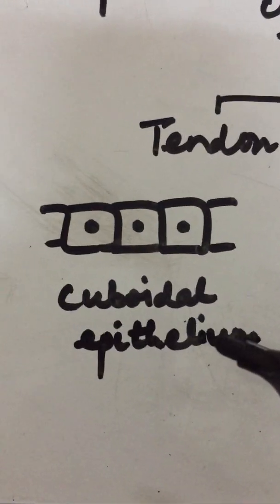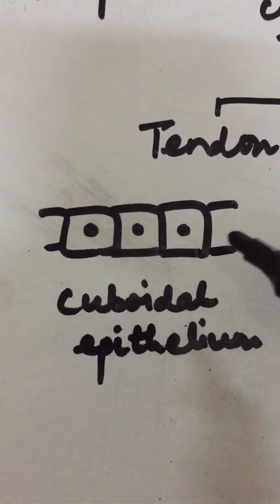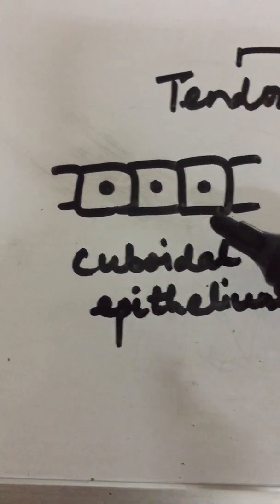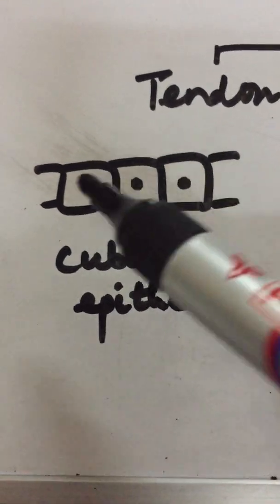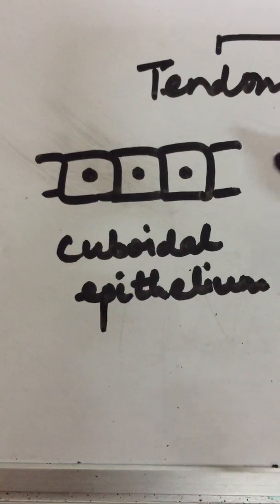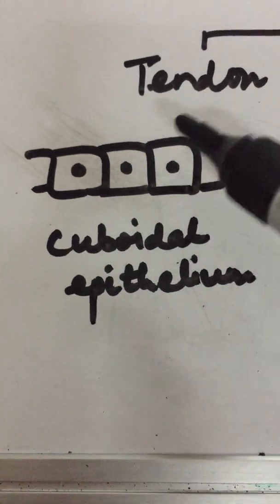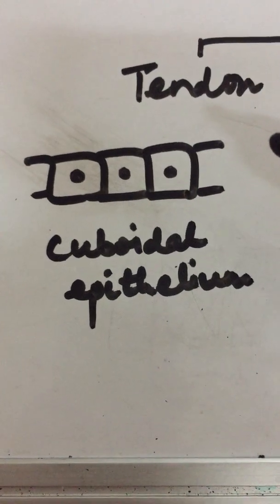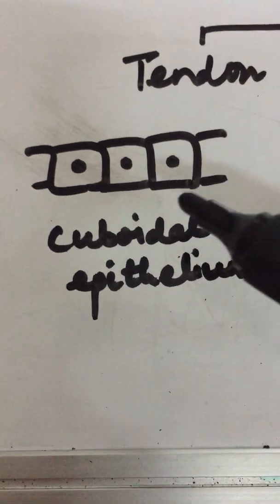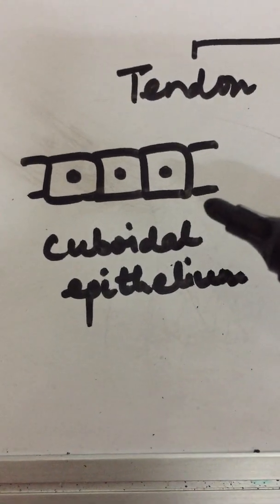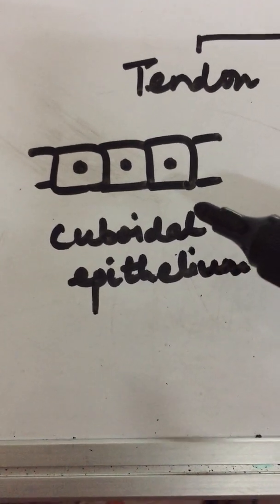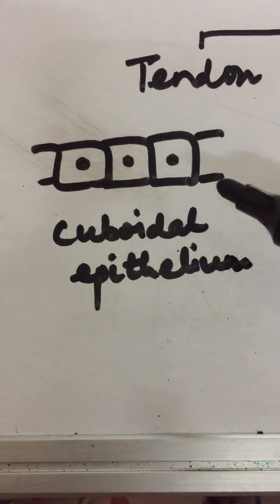Next is cuboidal epithelium, which consists of cube-like cells. As you can see here, they are cube-like cells. So this is the structure, consists of small cube-like cells. What is the location? Found in the inner lining. Remember, epithelial tissues are always present in the lining. Inner lining of kidney tubules. Kidney tubules are tiny filters or tubes present inside the kidney which help to filter the waste.